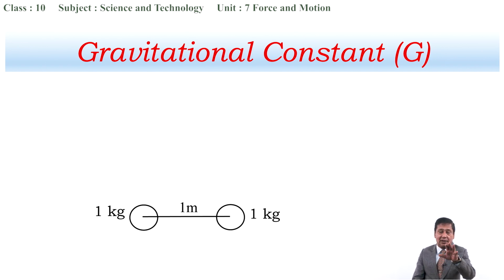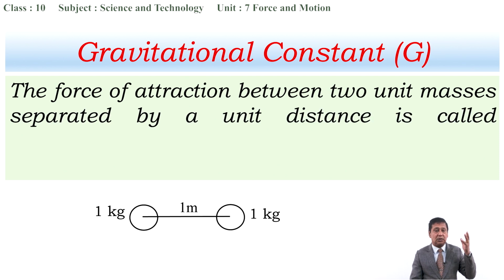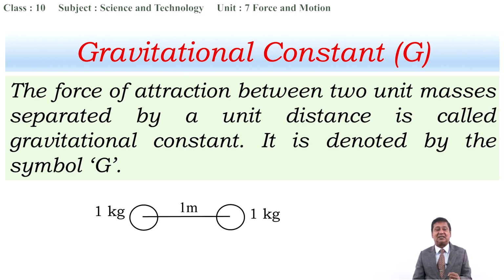Now, the gravitational force which acts between them is called gravitational constant. So, we can define it this way: the force of attraction between 2 unit masses separated by a unit distance is called gravitational constant. It is denoted by the symbol capital G. Be clear about this. Not F, capital G. Gravitation is denoted by F because it is a force, and gravity is denoted by capital F. It is also a force, but gravitational constant is denoted by capital G. We have to be clear about this first.